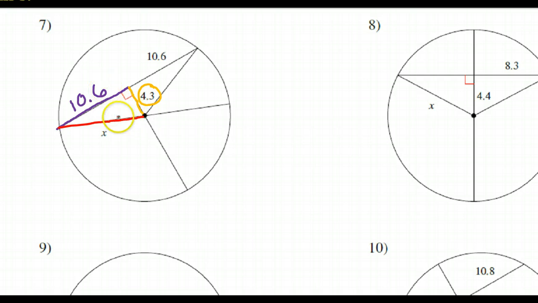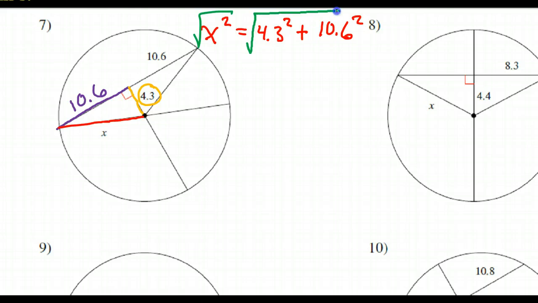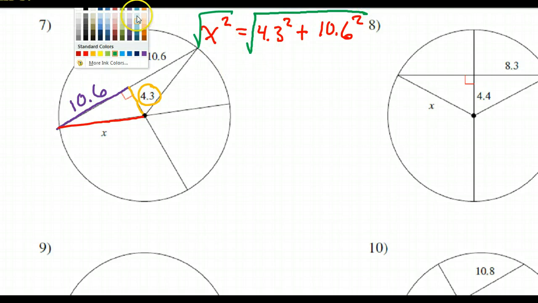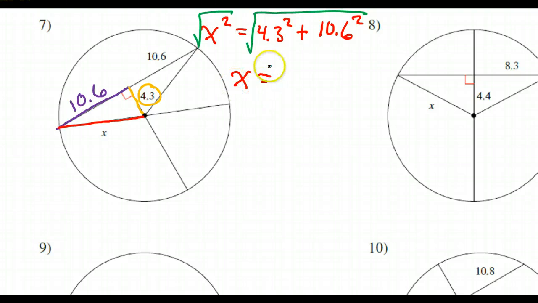So it's simply the Pythagorean theorem. This time x is the hypotenuse though. So we can say x squared is equal to 4.3 squared plus 10.6 squared, because that's our a and our b, and x is our c. Once again, if I take the square root of both sides, that's just going to give me my answer. Handy dandy calculator time. Bling! x is 11.4.